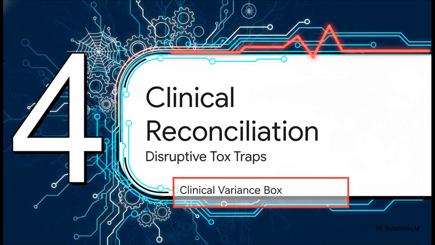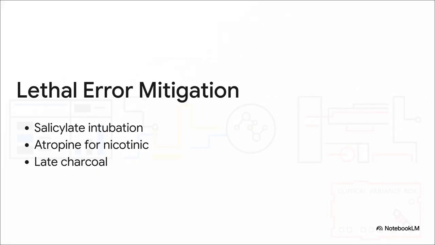Module 4. Clinical Reconciliation and Disruptive Toxicology Traps. Okay, we're bringing it all together now to reconcile these pathways against the traps that catch even seasoned clinicians completely off guard. First up, intubating a salicylate patient. Remember that ABG we just looked at? They are relying on extreme baseline compensatory hyperventilation just to survive. If you intubate them and set the mechanical ventilator to a standard rate, their PCO2 shoots up, precipitating rapid CNS death via worsening acidosis. You have to match their extreme minute ventilation.